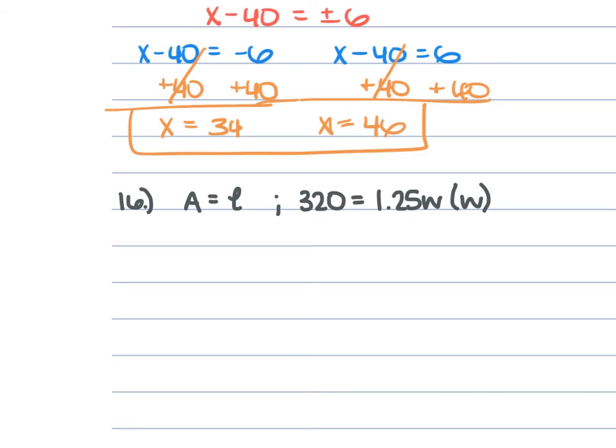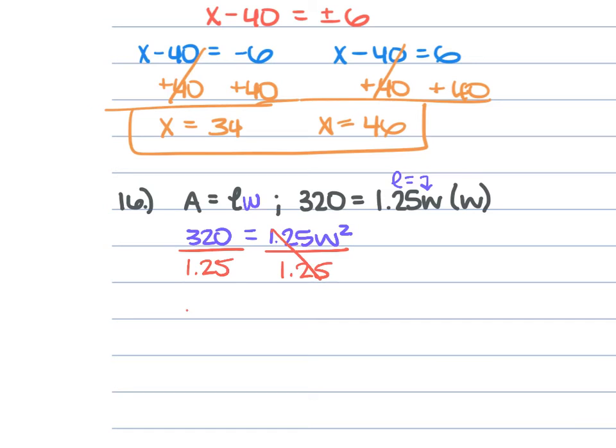so our area is our length times our width, and it tells us that our length is 1.25 times our width. So the total area is 320 square inches. Your length and your width times themselves are going to equal 320. So we want to take 320 is equal to 1.25 W squared, because our length is the 1.25 W and our width is just W. We multiply those two and get 1.25 W squared. We are going to then divide each side of this equation by 1.25. These cancel out, so we're going to be left with W squared is equal to 256.